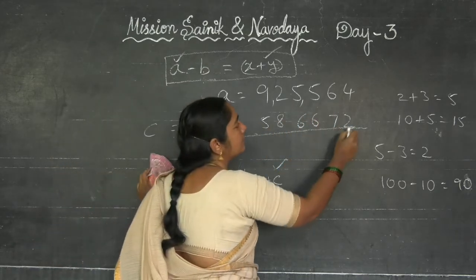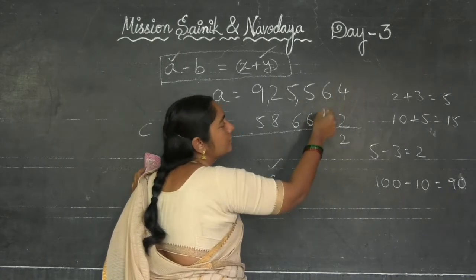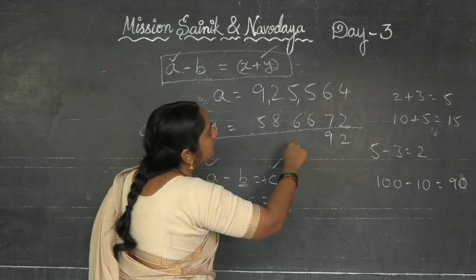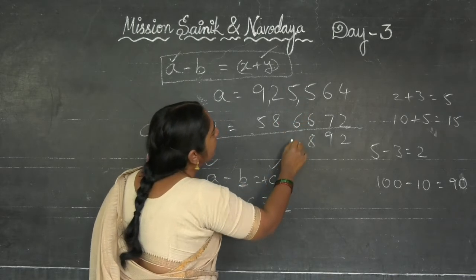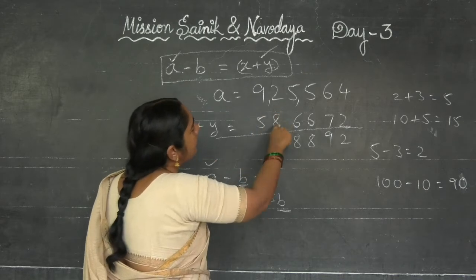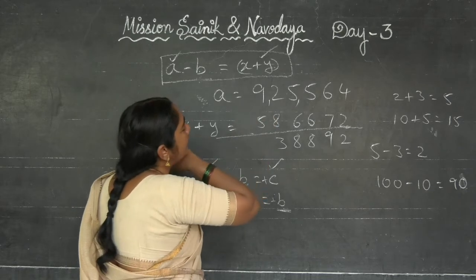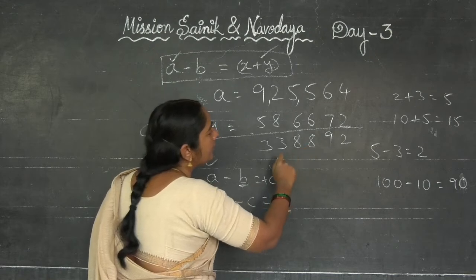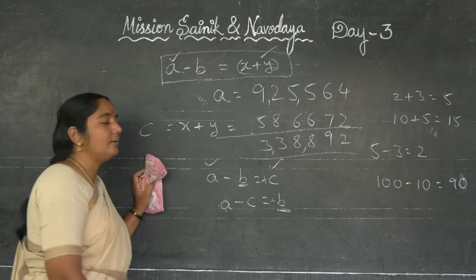So 4 minus 2 is 2. 16 minus 7 is how much? 16 minus 7 is 9. 14 minus 4 is 8. Again 14 minus 4, that is 8. Right, 11 minus 8 is 3. Now 8 minus 5 is 3. So what is the answer you are getting here? This is the answer that you are getting. I think now you understood something.